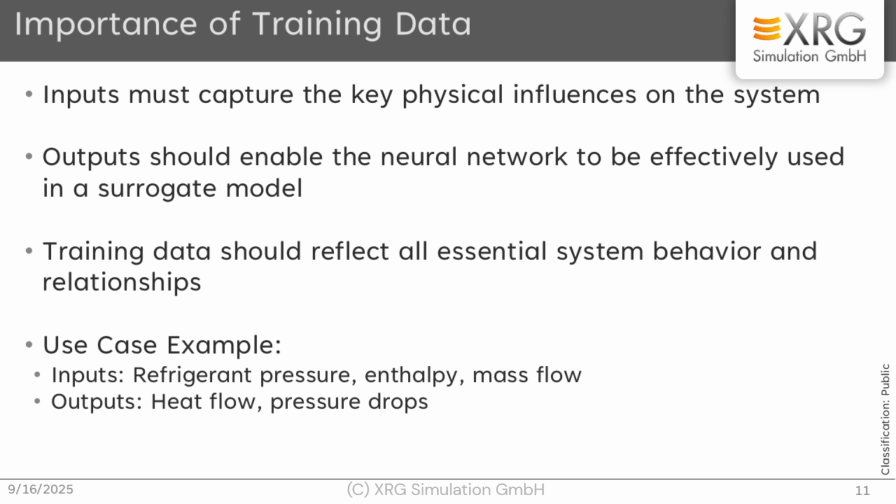And in our use case example, we have three different inputs. We have the refrigerant pressure, the enthalpy of the refrigerant, as well as the mass flow. And we want to predict, in our case, the heat flow as well as the pressure drops on both sides, so on the air side also. The air side is, in our case, constant, so because of that, we don't have to use it as an additional input. That makes our model a little bit simpler.